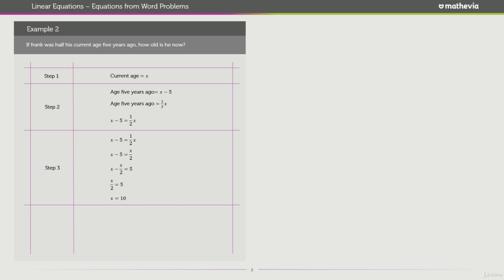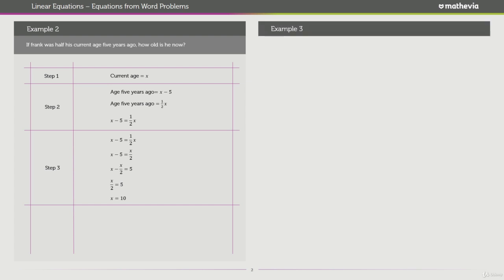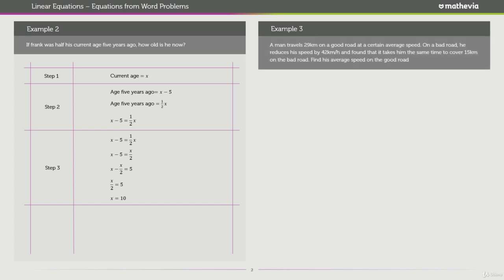And if you look at it, if you apply your answer to the question, you have that x equals 10, and 5 years ago Frank was 5 years old, i.e. half his current age, 10. So yeah, let's do one final example, example 3. Ooh, and example 3 looks quite interesting, but let's get into it.